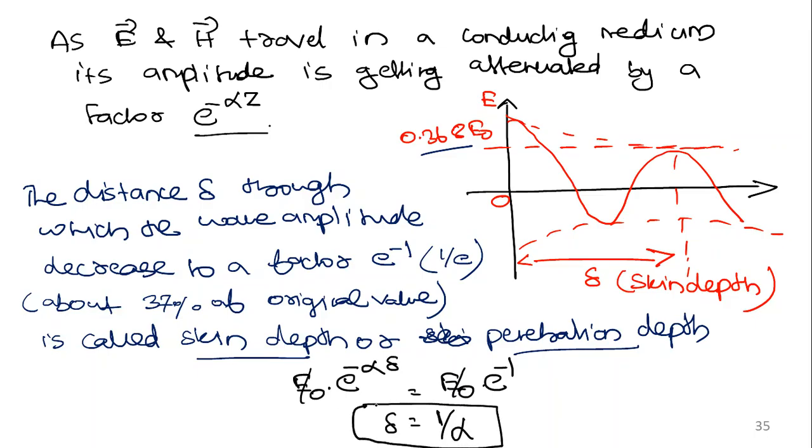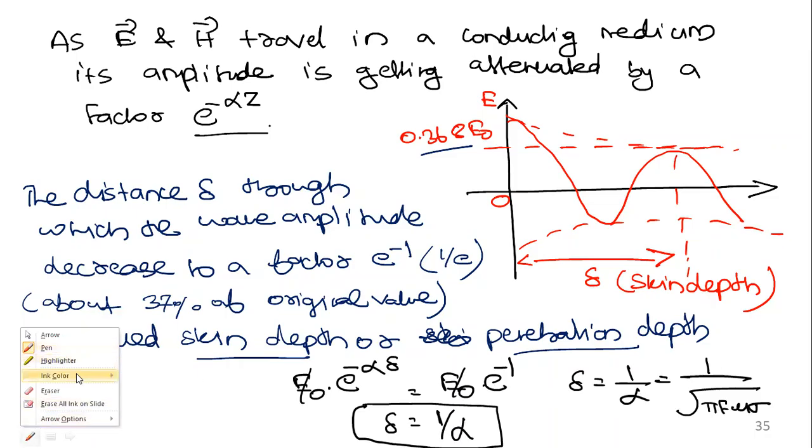So if you are asked to calculate skin depth, the equation is delta is equal to 1 by alpha, or you can even write delta is equal to 1 by alpha is equal to 1 by root of pi f mu sigma, because alpha value we have calculated. So that is the expression, very important. Based on this expression only, we are doing all our problems.